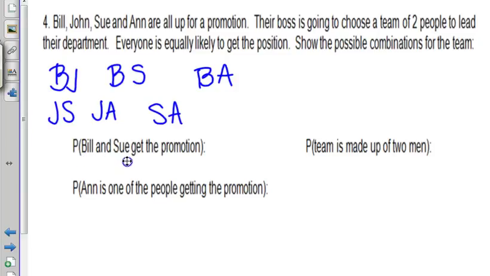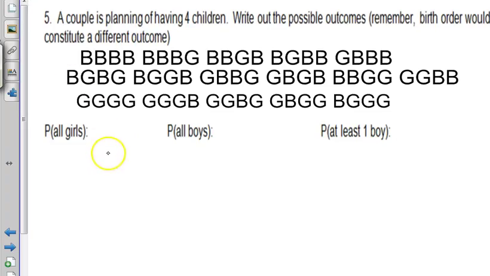So what's the chance that Bill and Sue get the promotion? 1 out of those 6 have both Bill and Sue. The team is made up of 2 men: that would be only if it was Bill and John, right? All the other combinations have either Ann or Sue. Ann is one of the people: 3 out of 6, or 1/2. We good? All right.